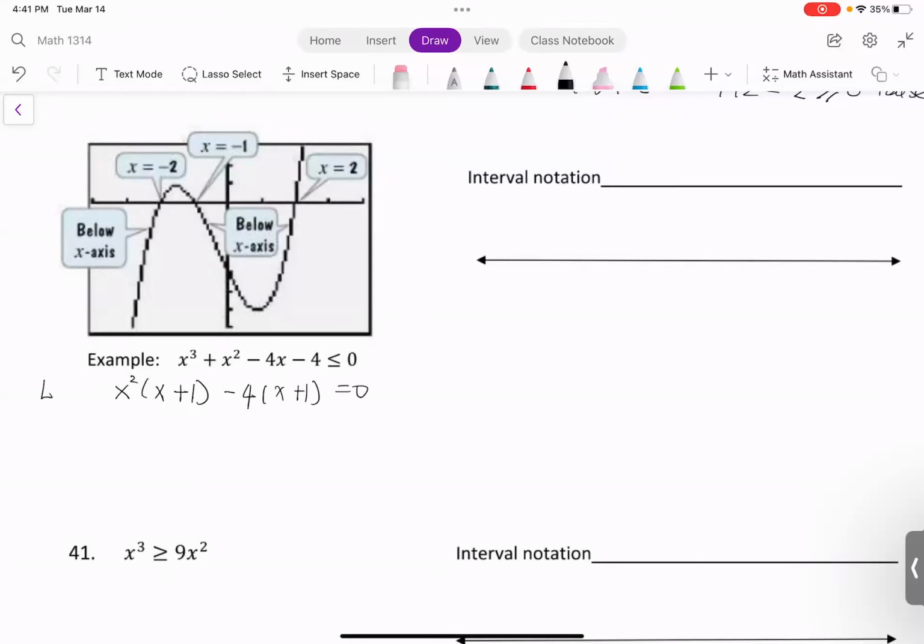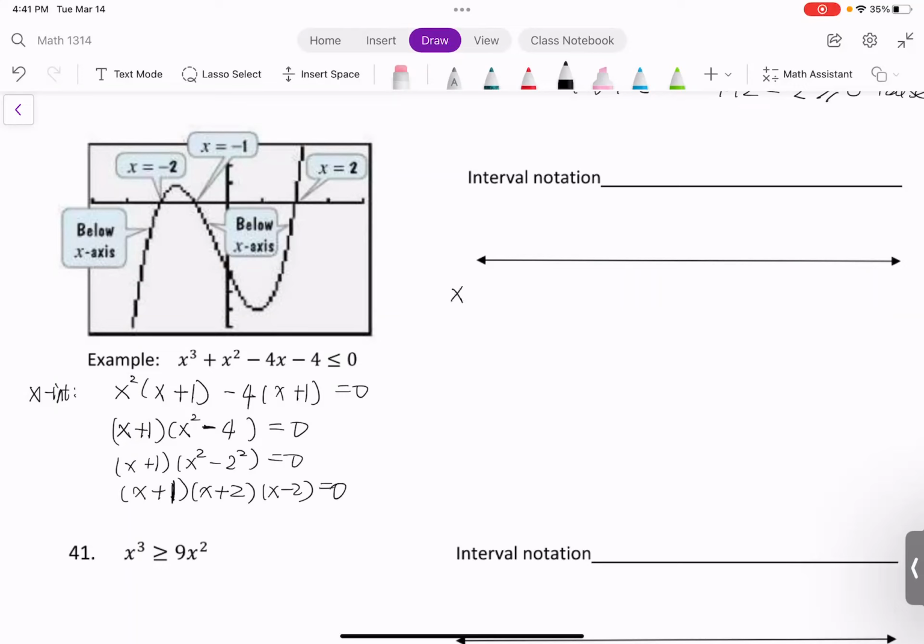Let the polynomial equal 0 because we're looking for the x-intercepts. Factor out the x plus 1. We have x squared minus 4 equal to 0. Is that the end? No, because the second factor is the conjugate formula. That's x squared minus 2 squared. I can break it down into x plus 2 times x minus 2.